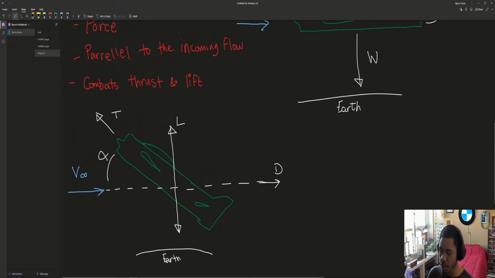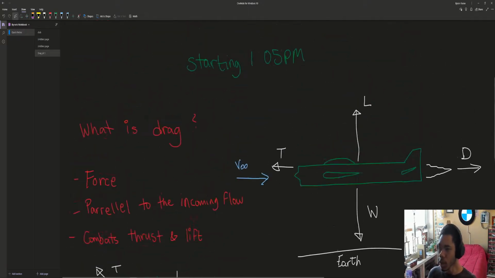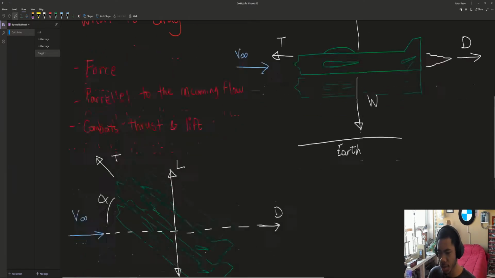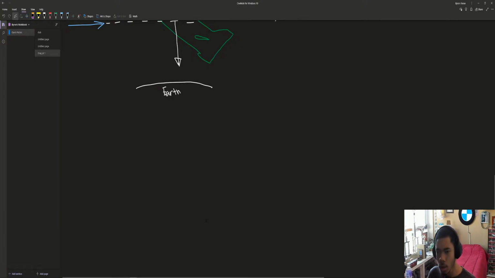You can see here from this picture, drag is not always in line with your body axis. It is in line with your flow axis. Alright, so that's what drag is. It's a force. It's related to the incoming flow, and it combats thrust and friction. Alright, let's go ahead and move on to our first thing.